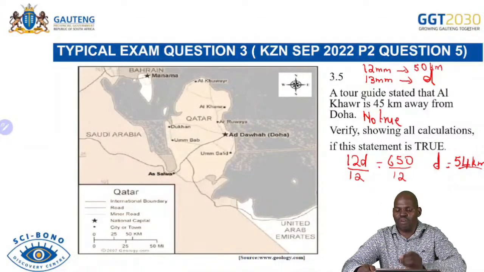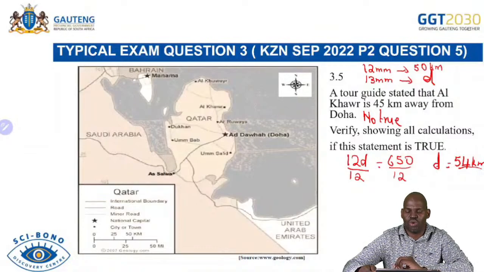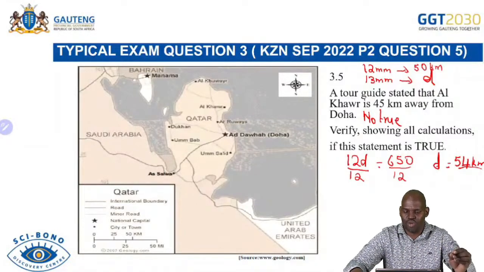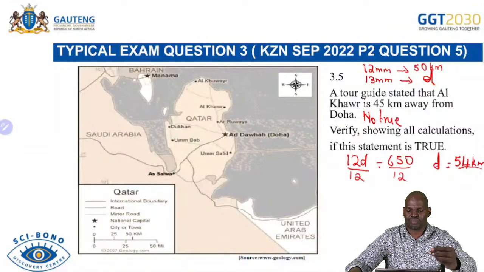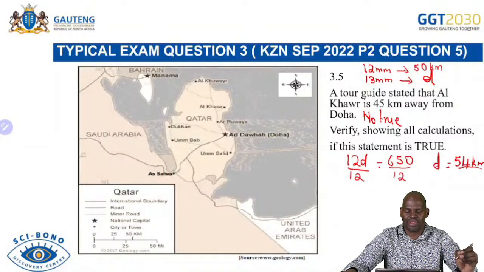Okay, because you would have indicated in the calculations that the distance is actually 54 kilometers, not 45 kilometers as indicated. Right, so that was question number 3.5.